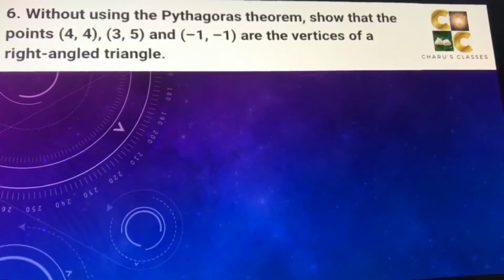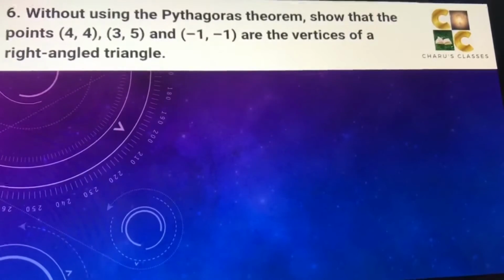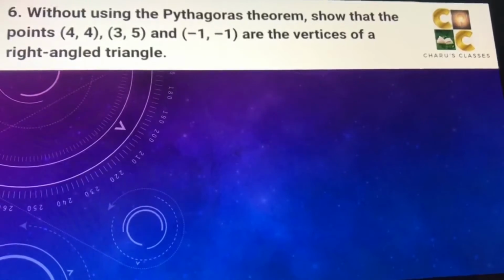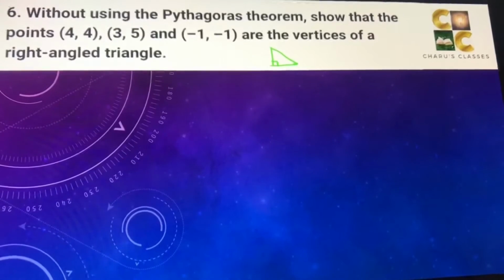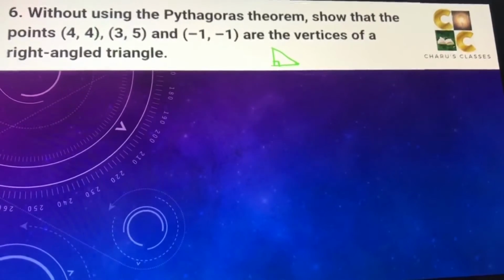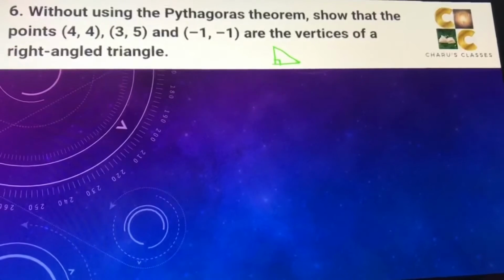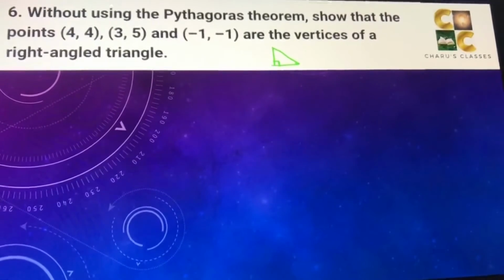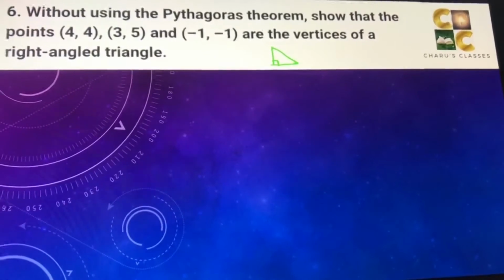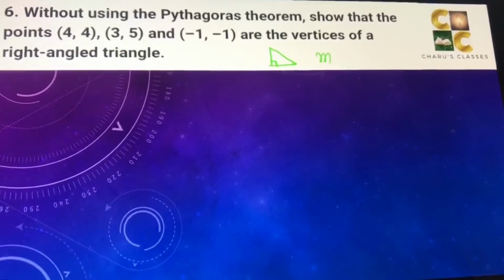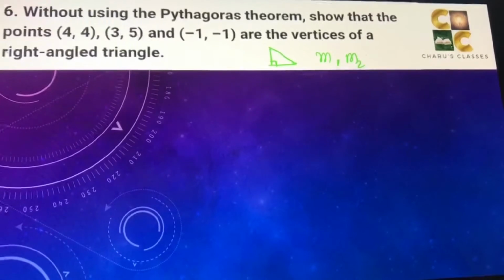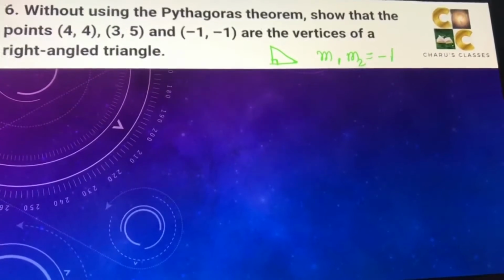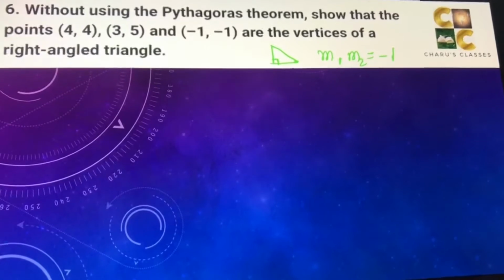Question number 6. Without using the Pythagoras theorem, show that the points are the vertices of a right angle triangle. So a right angle triangle means two lines are perpendicular to each other in that triangle. तो जब भी दो lines एक दूसरे के perpendicular होती हैं, उनका जो slopes का product होता है. Suppose M1 and M2 are the two slopes. If it comes equal to minus 1, then we say that they are perpendicular to each other.